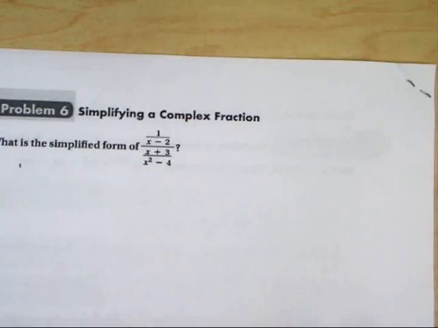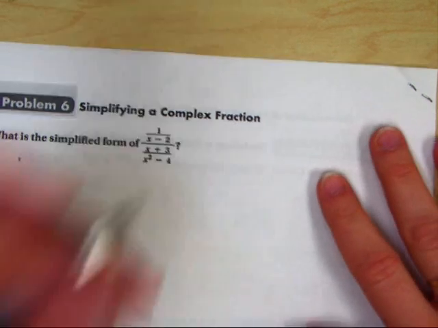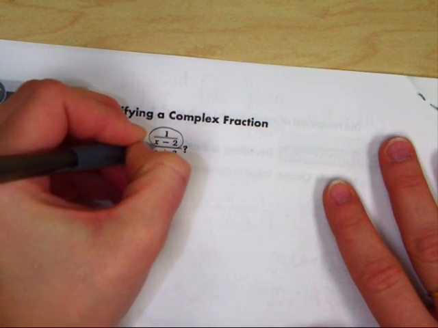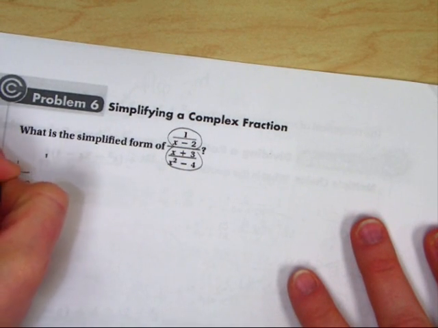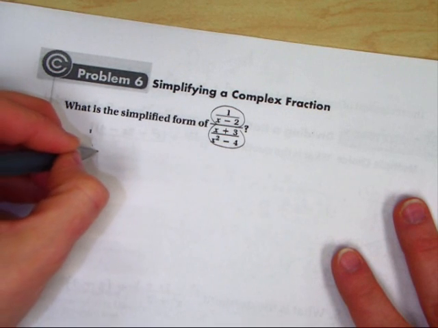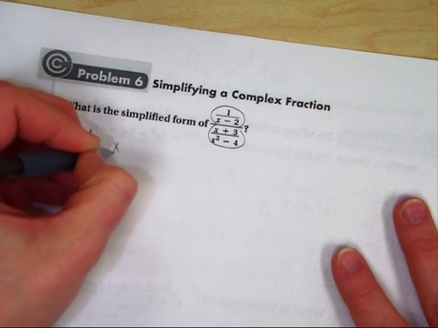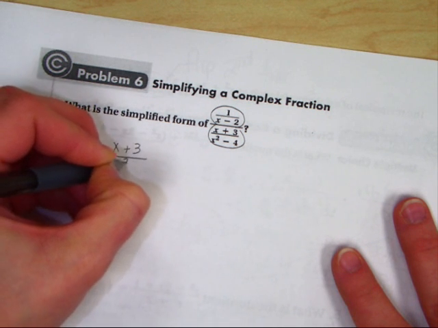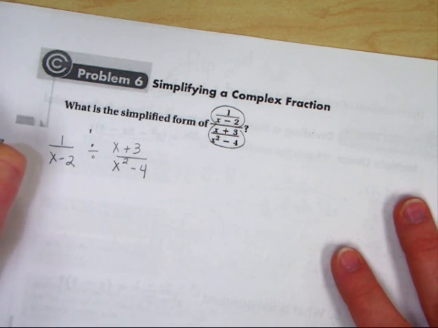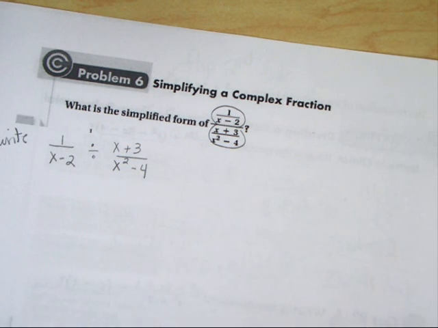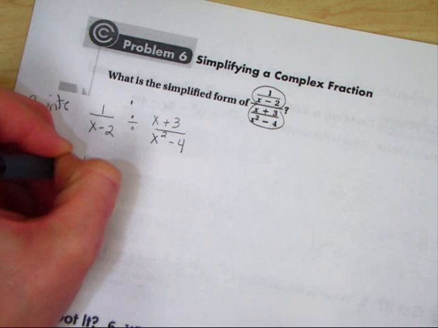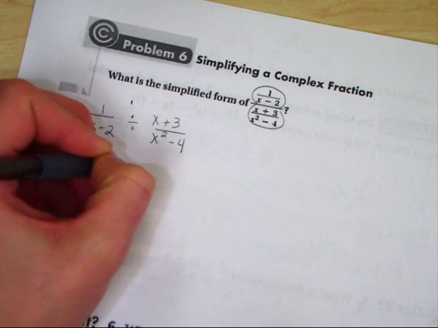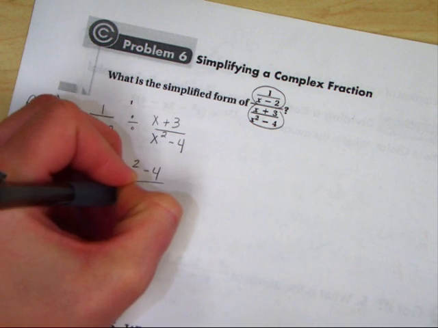Do you see that complex fraction? It's a fraction within a fraction. Well, that's alright, guys. It's really just this divide by that. So let's write it in something that makes sense to us. It's 1 over x minus 2 divided by x plus 3 over x squared minus 4. All I did is I rewrote it into something you understood better, right? It's the same thing. Now we need to flip. So 1 over x minus 2 times x squared minus 4 over x plus 3.